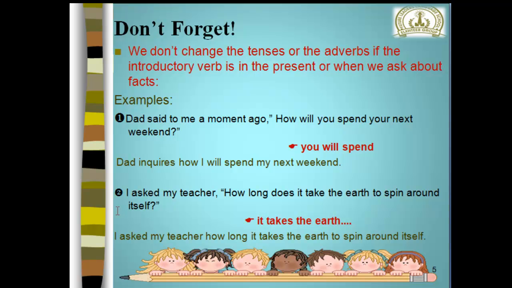Another example: I asked my teacher, "How long does it take the earth to spin around itself?" I asked my teacher how long. Then change the question into a statement. "How long does it take?" becomes "It takes." From that step you can change into reported speech: I asked my teacher how long it takes the earth to spin around itself. I didn't change the tense. Although I have the introductory verb in the past here, I didn't change the tense because it is a fact. It's preferable not to change it.